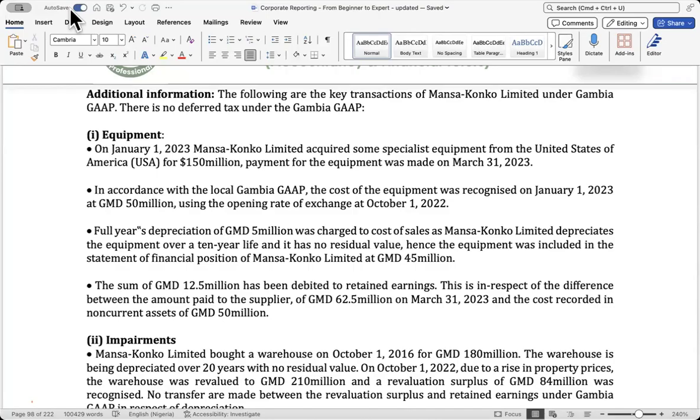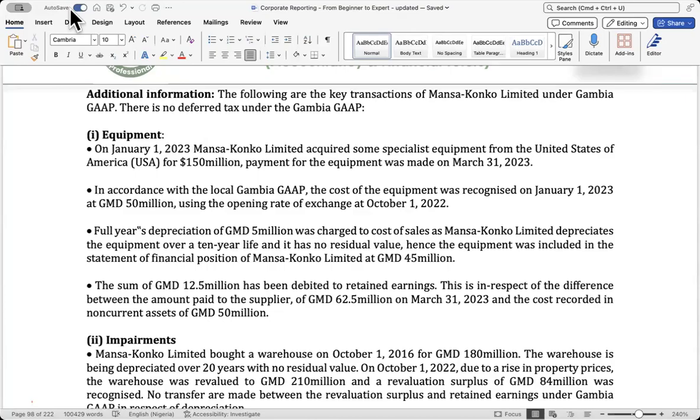In accordance with the local Gambia GAAP, the cost of the equipment was recognized on January 1, 2023 at GMD 50 million, using the opening rates of exchange at October 1, 2022. A full year's depreciation of GMD 5 million was charged to cost of sales as Mansa Cooper Limited depreciates the equipment over a 10-year life, and it has no residual value. Hence, the equipment was included in the statement of financial position of Mansa Cooper Limited at GMD 45 million.